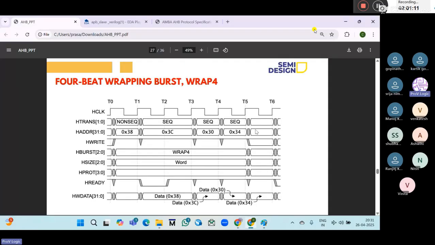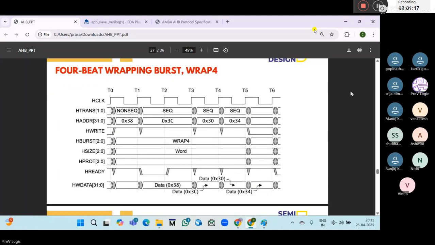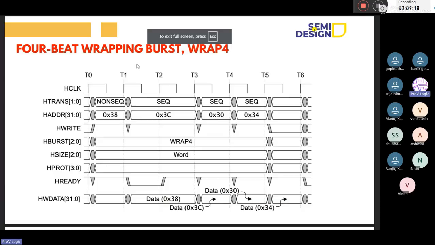So see here for more clarity. Four-beat wrapping burst, wrap 4. Okay, so the initial address, whatever it chooses here, like 0x38. So next 0x3C. So overall this burst will be divided into 4. Okay, so 38, 3C, 30, 34. Every address increments by plus 4. Okay, that's what we call wrap 4.